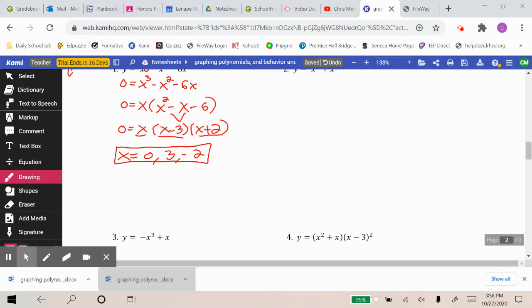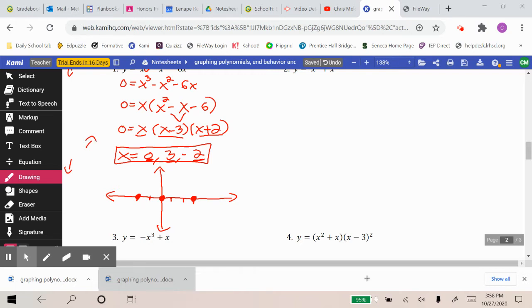Now if I just do this rough sketch right here, the first thing I'm going to do is graph these 3 zeros. So that's just going to be 0, 0. Then this is at 3, 0. So 1, 2, 3, I have that point. And then negative 2, 0. All right, now I said the end behavior was this, right? It goes down to the left, up to the right.